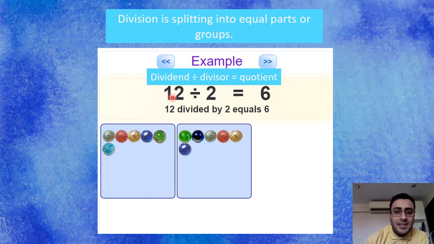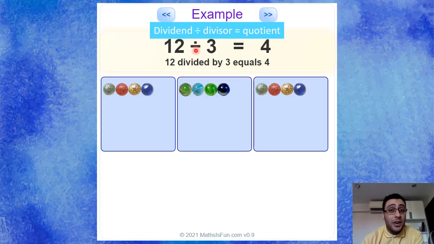Our dividend stays the same, okay? Let's say 12. Now we can have different divisors. 2. So 12 divided by 2 equals 6. Look at this one. 12 divided by 3. Our divisor changed from 2 to 3. So 12 divided by 3 equals 4.